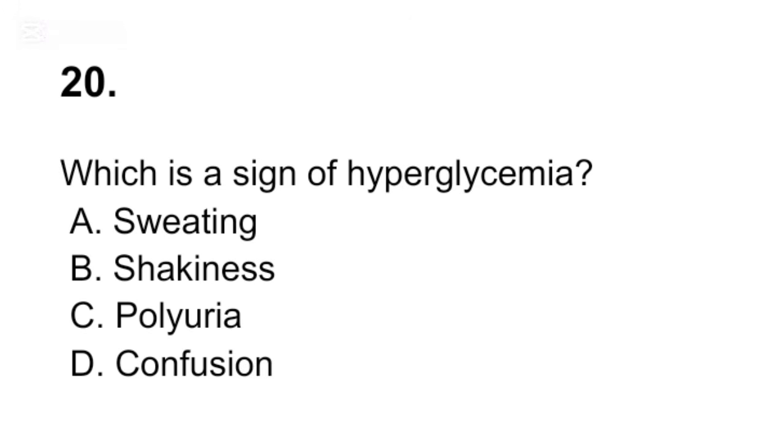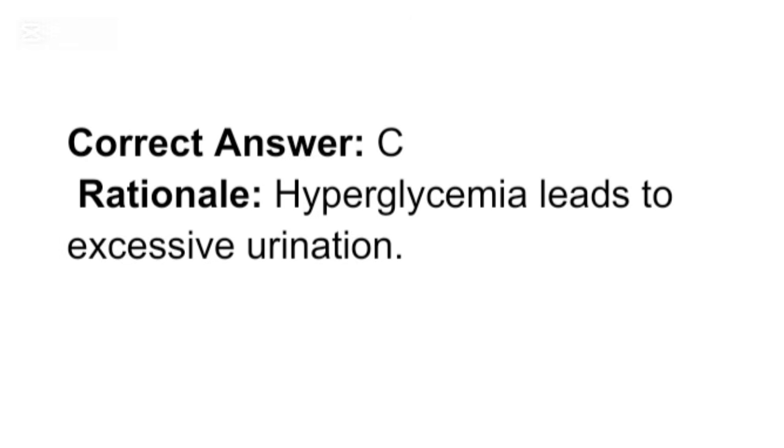20. Which is a sign of hyperglycemia? A. Sweating. B. Shakiness. C. Polyuria. D. Confusion. Correct answer, C. Rationale: hyperglycemia leads to excessive urination.